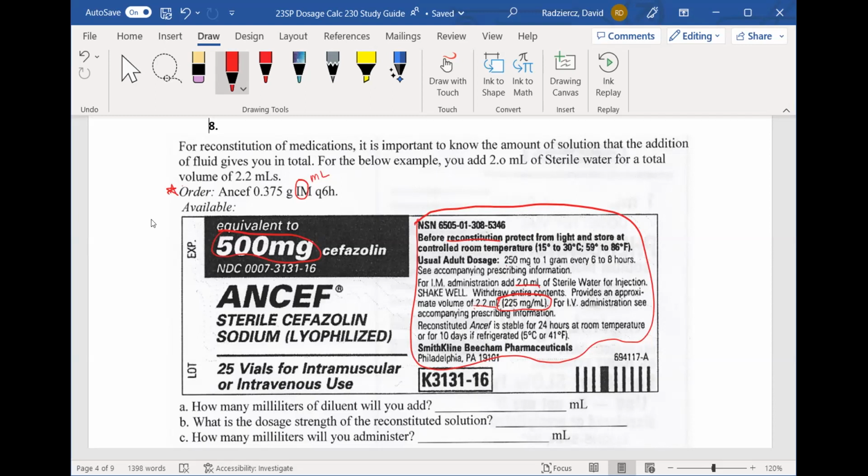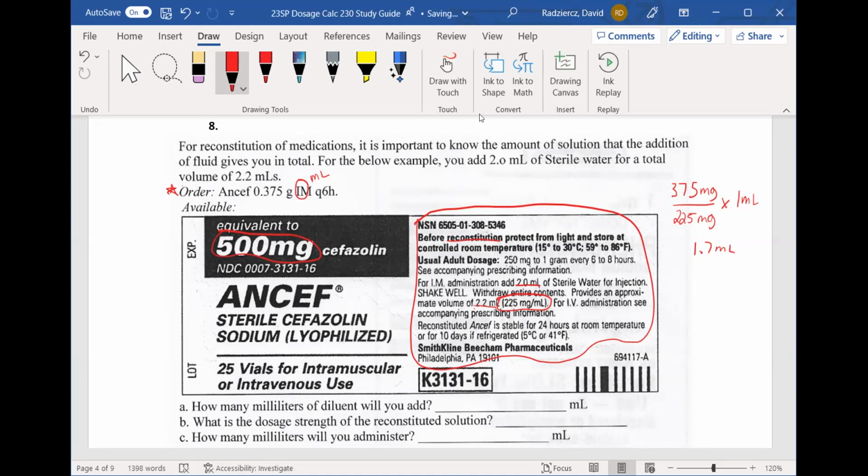Okay. So I'm just going to solve this using, you can do dimensional analysis. You can do order over have. So I'm converting grams to milligrams, over my 225 milligrams, times my mL. So 375 divided by 225 gives me an answer of 1.6 repeating. So my answer for this question would be 1.7 milliliters.